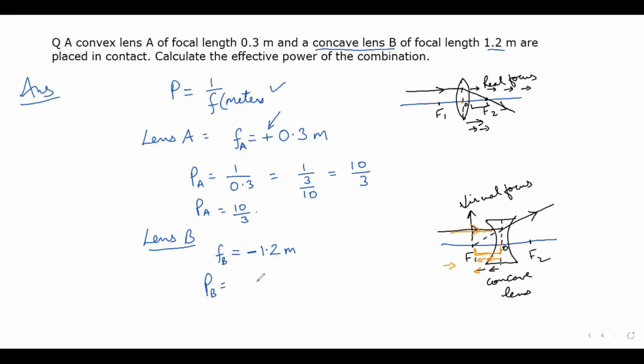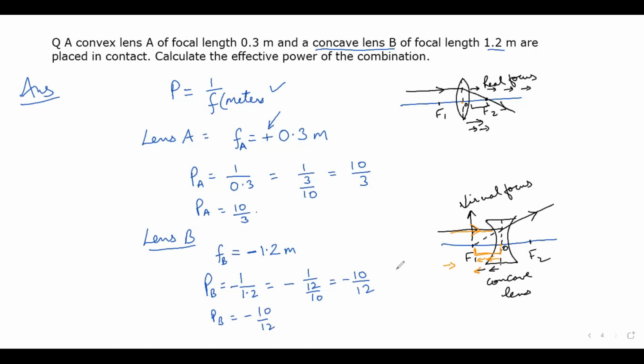Applying this formula, PB will be equal to 1 upon minus 1.2, which will be minus 1 upon 12 upon 10, which will be minus 10 upon 12. How did this 10 come? By removing the decimal, we got 10. Got it? So PB will be minus 10 upon 12.